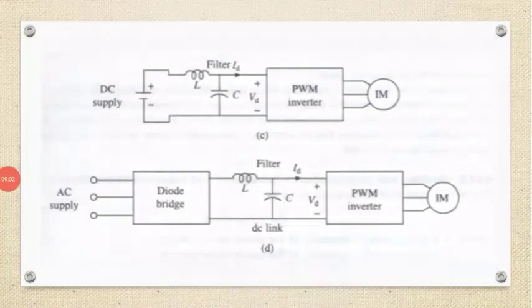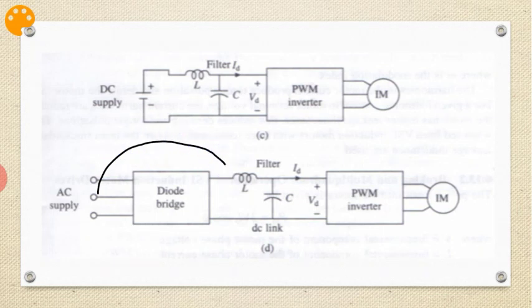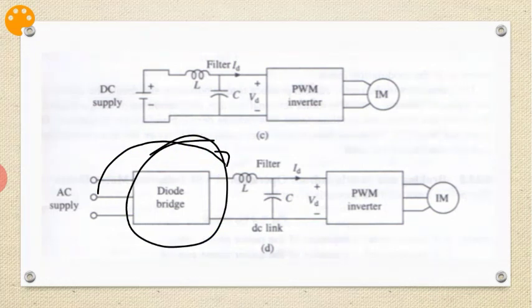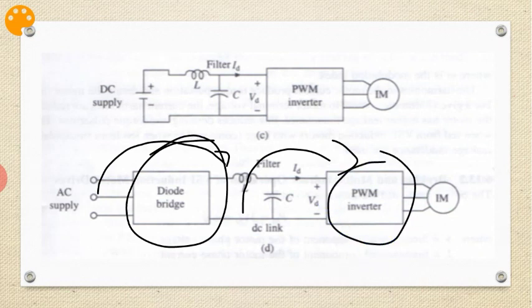When the supply is AC, the diode bridge is used to convert AC to DC. Then the output DC voltage is given to the PWM inverter. As I mentioned earlier, no arrangement is required for variation of input DC voltage when you are using the PWM inverter.